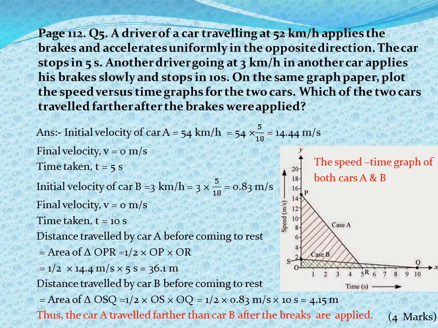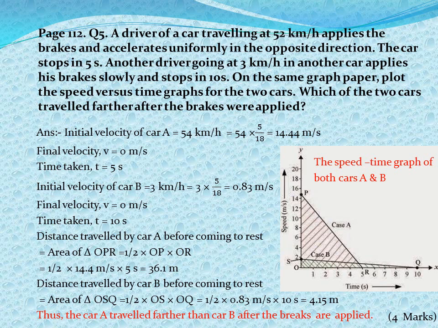Page number 112, question number 5. A driver of a car travelling at 54 km per hour applies the brakes and accelerates uniformly in the opposite direction. The car stops in 5 seconds. Another driver going at 3 km per hour in another car applies his brake slowly and stops in 10 seconds. On the same graph paper, plot the speed versus time graphs for the two cars. Which of the two cars travelled further after the brakes were applied?